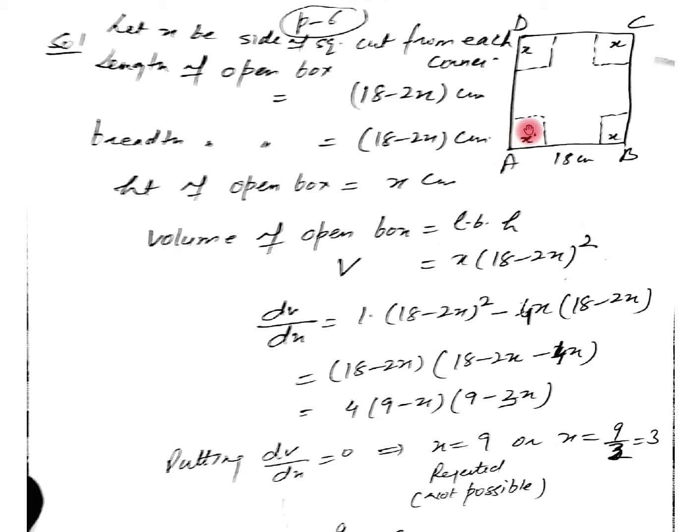Let the side of the square to be cut be x centimeter. We have taken it from each corner. We are cutting this square and then we are opening these flaps. This is the way to make the box always.